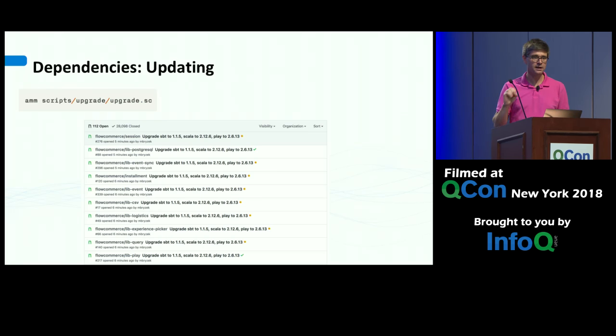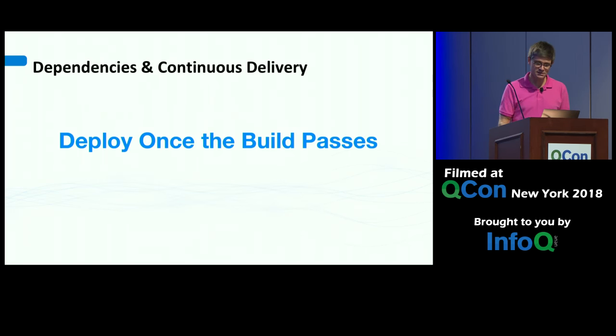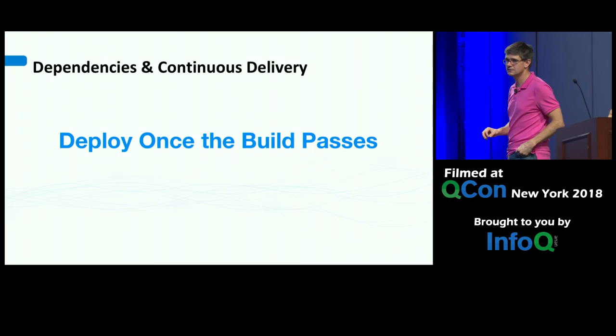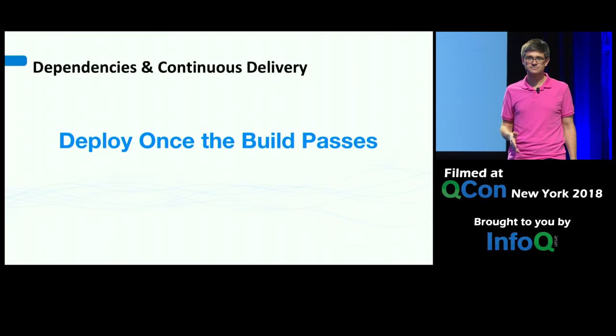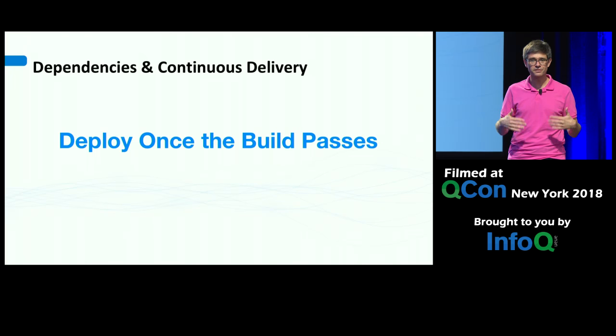But this is it. You run one command, and we have PRs for everything. And because we've spent so much time on our testing, the policy is once it's green, we deploy. That's it, right? And now we can do that every single week. And all of our applications are running on the latest versions of every piece of software, and we just nurture them and feed them every single week.